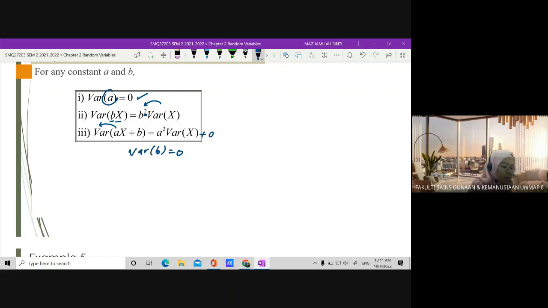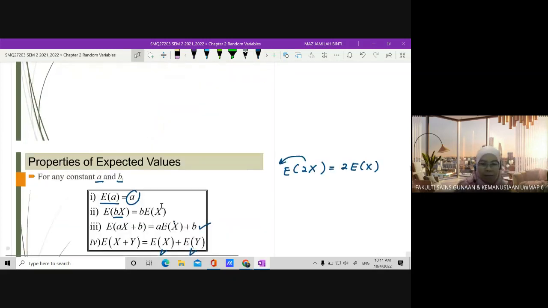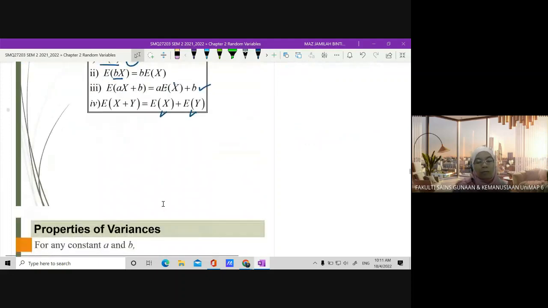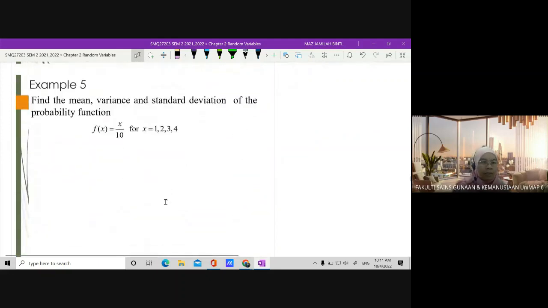That's why here equal to 0. Okay, so these two properties are very important in order for you to calculate your equations. Let us look at the first example.